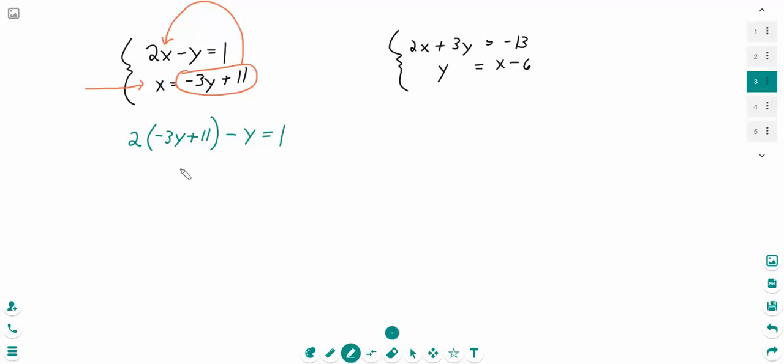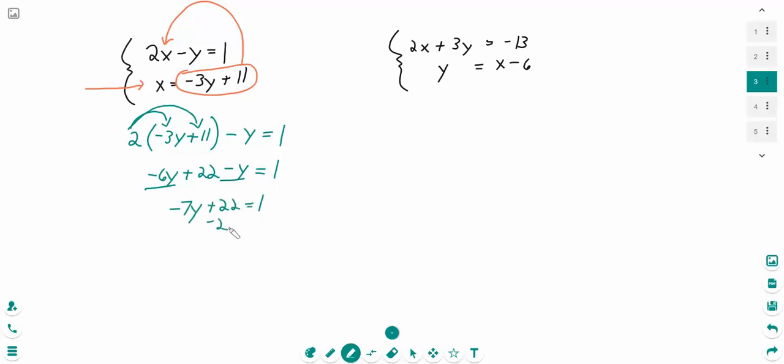Now we can simplify and solve the equation. So again, we need to distribute this 2 through. 2 times negative 3y is negative 6y. And then distribute the 2 through to the 11. 2 times 11 is plus 22. And then we have our minus y on the outside. And then we have a negative 6y and a negative y. Well, that's going to give us negative 7y plus 22 is equal to 1.